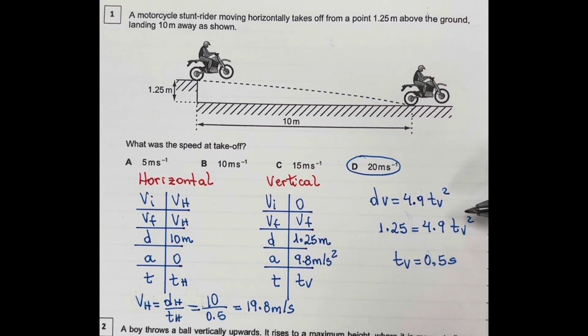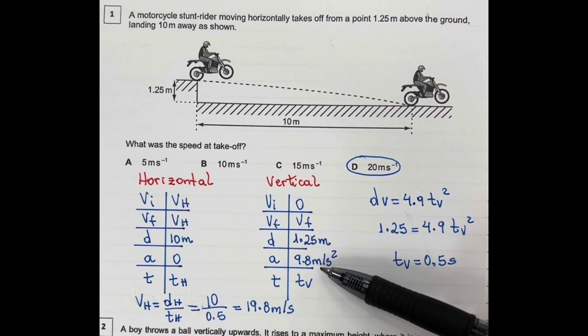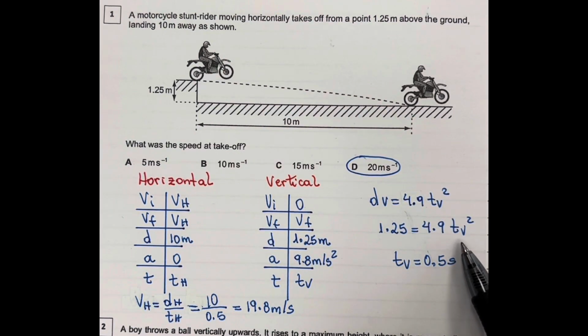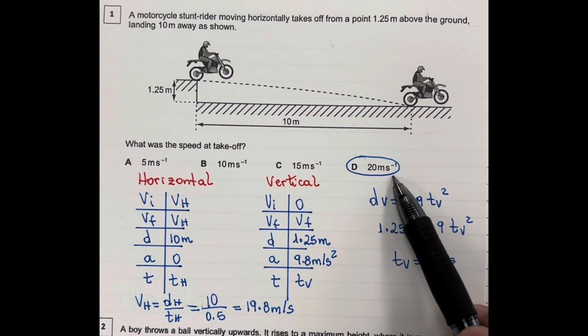In this vertical data table, the formula that gives us the vertical time is the second equation simplified because the initial velocity is 0. And because the acceleration is 9.8, half of 9.8 is 4.9. So this is why we have this equation right here. Calculating the time, our vertical time is 0.5 seconds. Because the vertical time and the horizontal time have the same value, the horizontal time here is 0.5, and calculating VH, 10 divided by 0.5 is 19.8, which is approximately 20, so answer D is the correct answer.